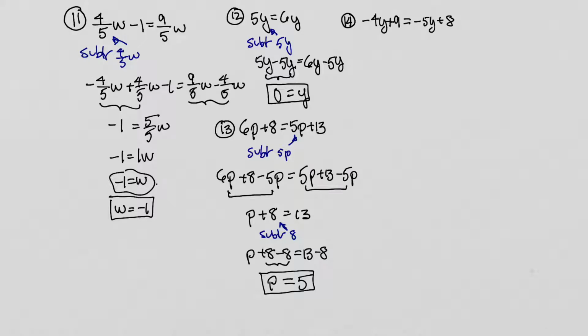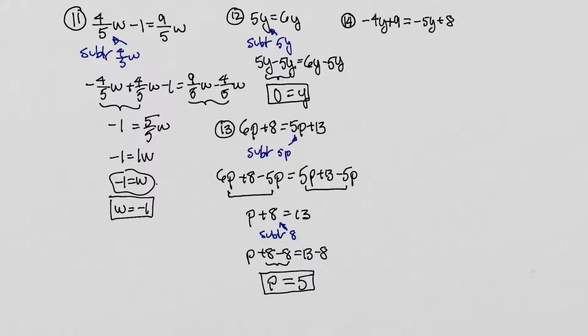Number 14, we're down 4 y's here, right? Negative 4 y, we're down 4 y's, and then we've got a plus 9. On the right side, we're down 5 y's, negative 5 y's. We're down 5 y's plus 8. Now, we have y's on both sides, the left side and the right side.